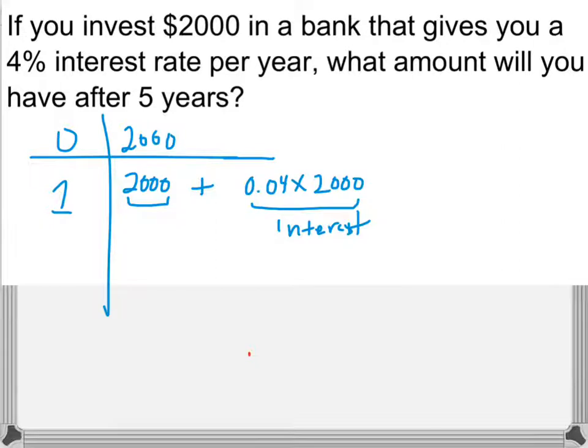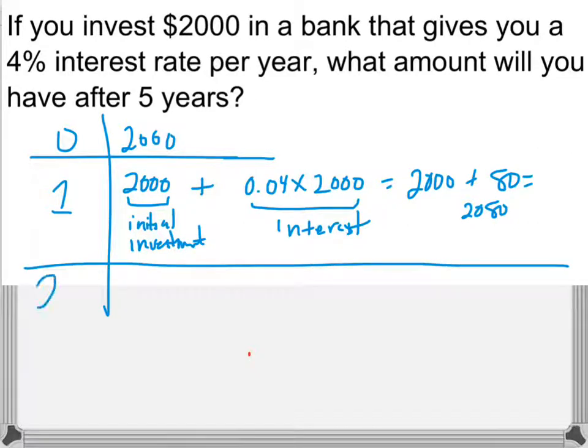And this is the initial investment. Okay, so this is going to be the initial investment plus, okay, and then I'm going to grab my calculator. 0.04 times 2,000 is 80. So at the end of year 1, you have 2,080. Okay, so 2 years go by, right? And so this is elapsed time, so time that's gone by here.